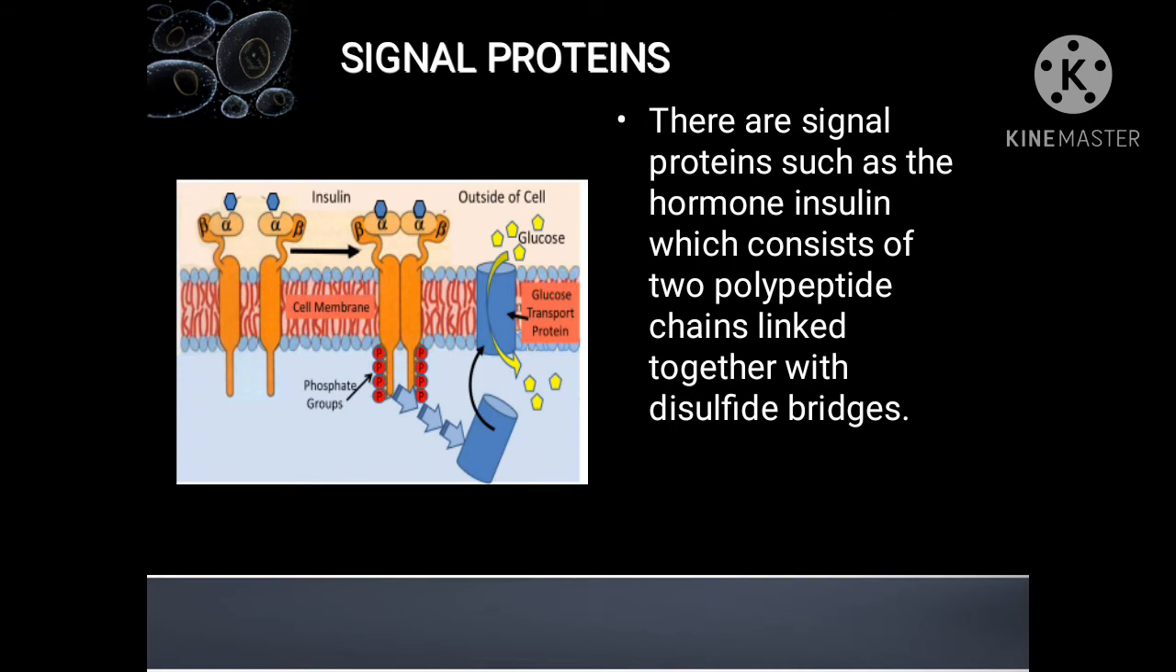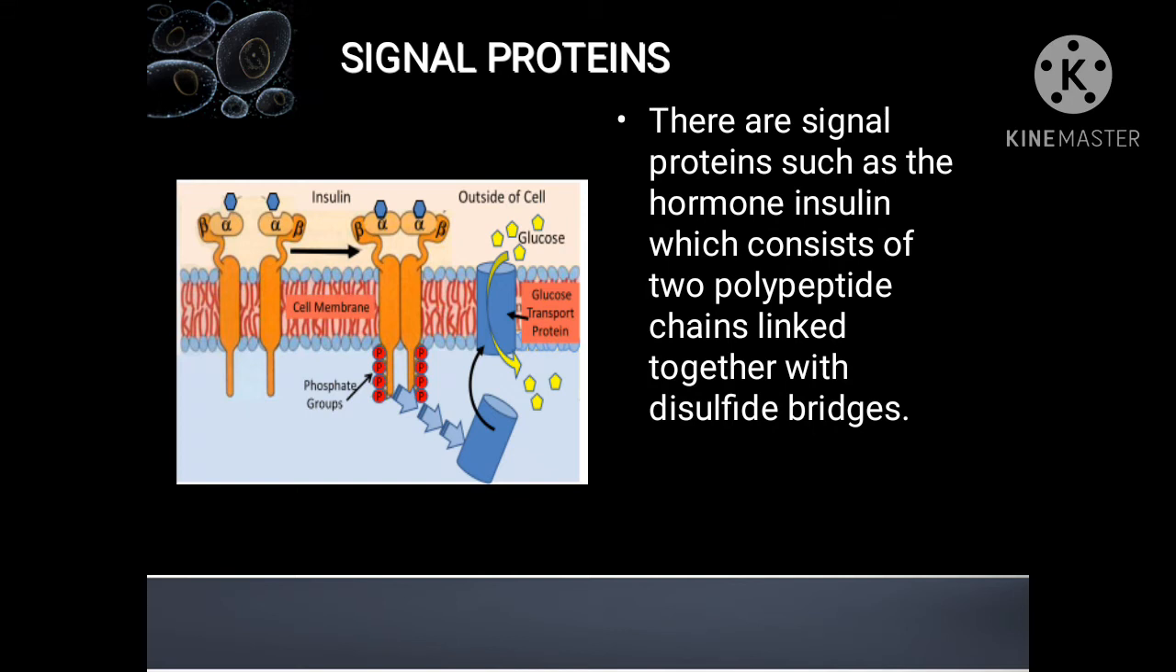Signal proteins. There are signal proteins such as the hormone insulin, which consists of 2 polypeptide chains linked together with disulfide bridges. The insulin receptor is embedded in the cell membranes of muscles, fat cells, and certain types of other cells. Its function is to facilitate their uptake of glucose from the bloodstream through special glucose transport proteins that are normally present inside the cell in an inactive form.